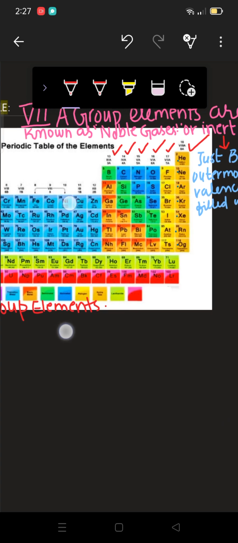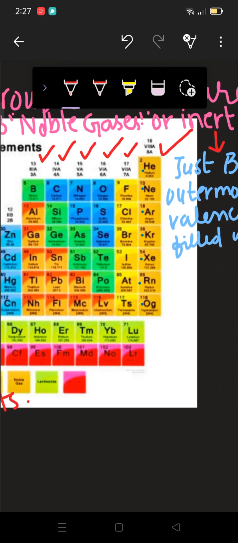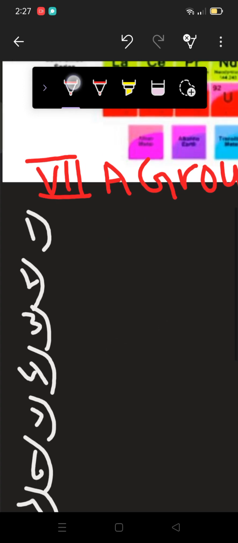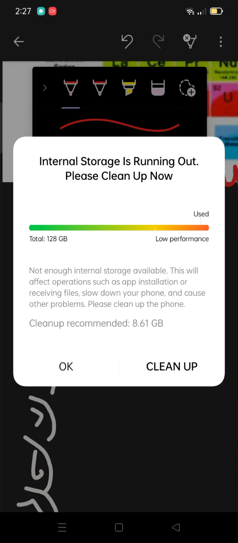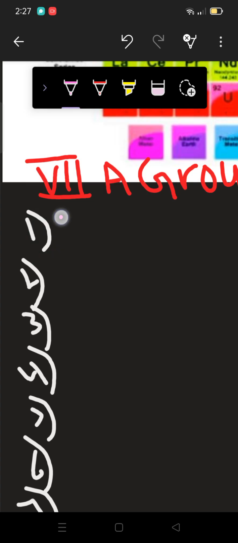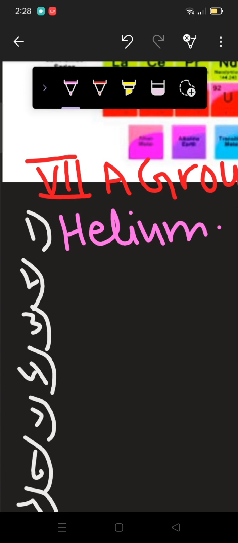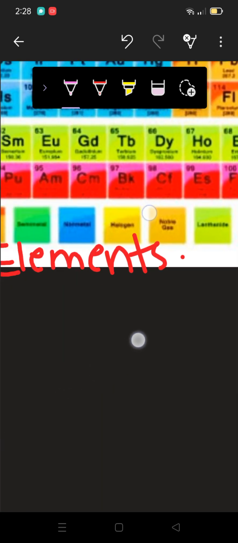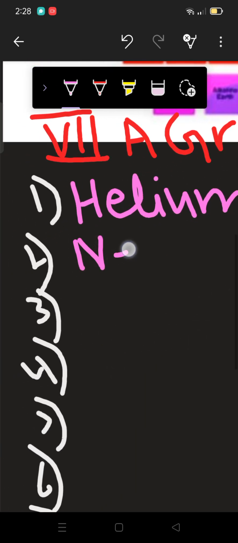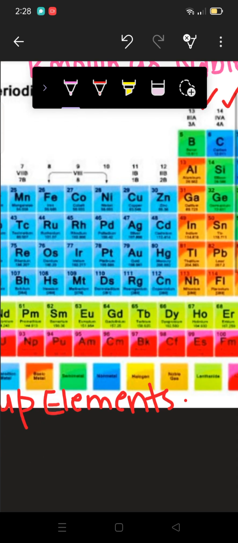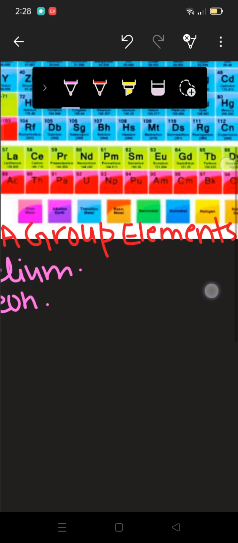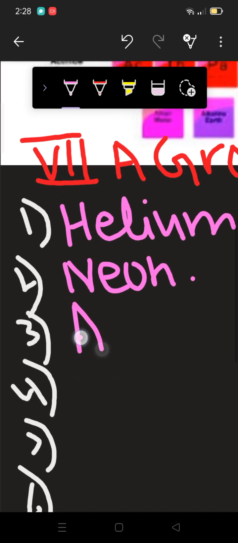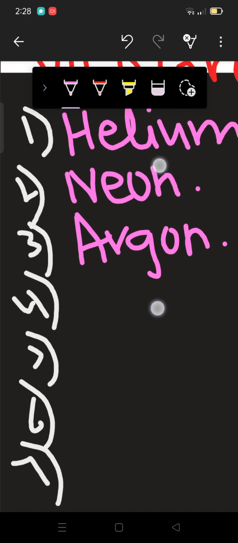So the first element, as you can see here in the periodic table, we do have helium in the 8th A group. So helium I should write here, with this color. So the first element in the 8th A group is helium, which is also known as a noble gas. Alright, the second element in the 8th A group is neon. So I should write this as well, neon. Third, as you can see here in the 8th A group, is argon. So let me write this down here. Then fourth, we have krypton.